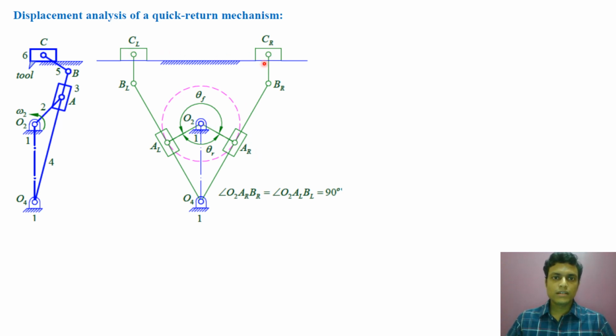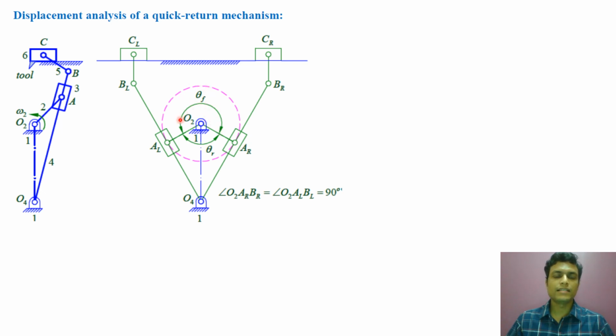Now when the slider is at CR, the corresponding position of the crank is O2AR. Now let us start from here. The slider is at CR, the oscillating link is O4BR, and the crank is at O2AR. Now the crank starts rotating in the counterclockwise direction and reaches position O2AL, and the corresponding movement of the slider is CR to CL. So this is my forward stroke, and the angle traveled by the crank during the forward stroke is theta f.